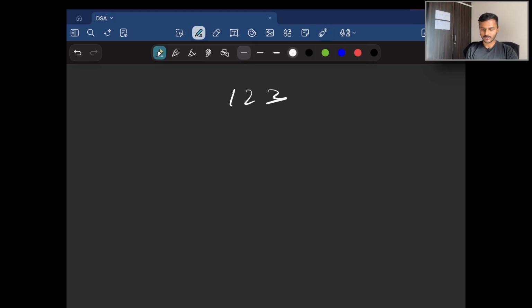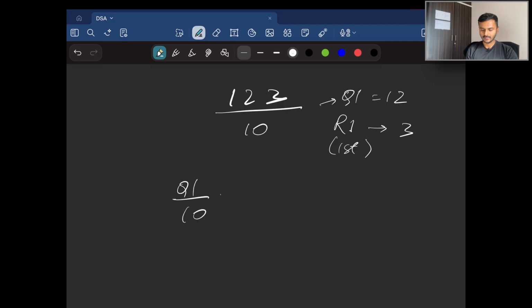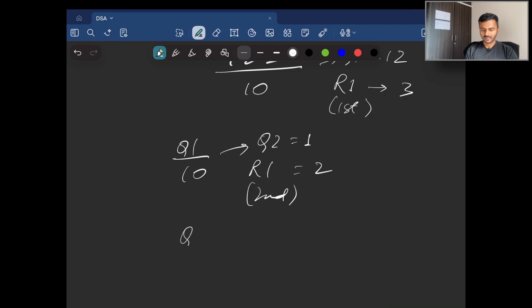What we can do first of all is divide 123 by 10. The quotient over here will give us 12, and the remainder will give us the first digit, right? Which is 3. Then if I go for Q1 by 10, the Q2 that we have is going to give us 1, and the remainder that we have will give us the second digit, which is 2.